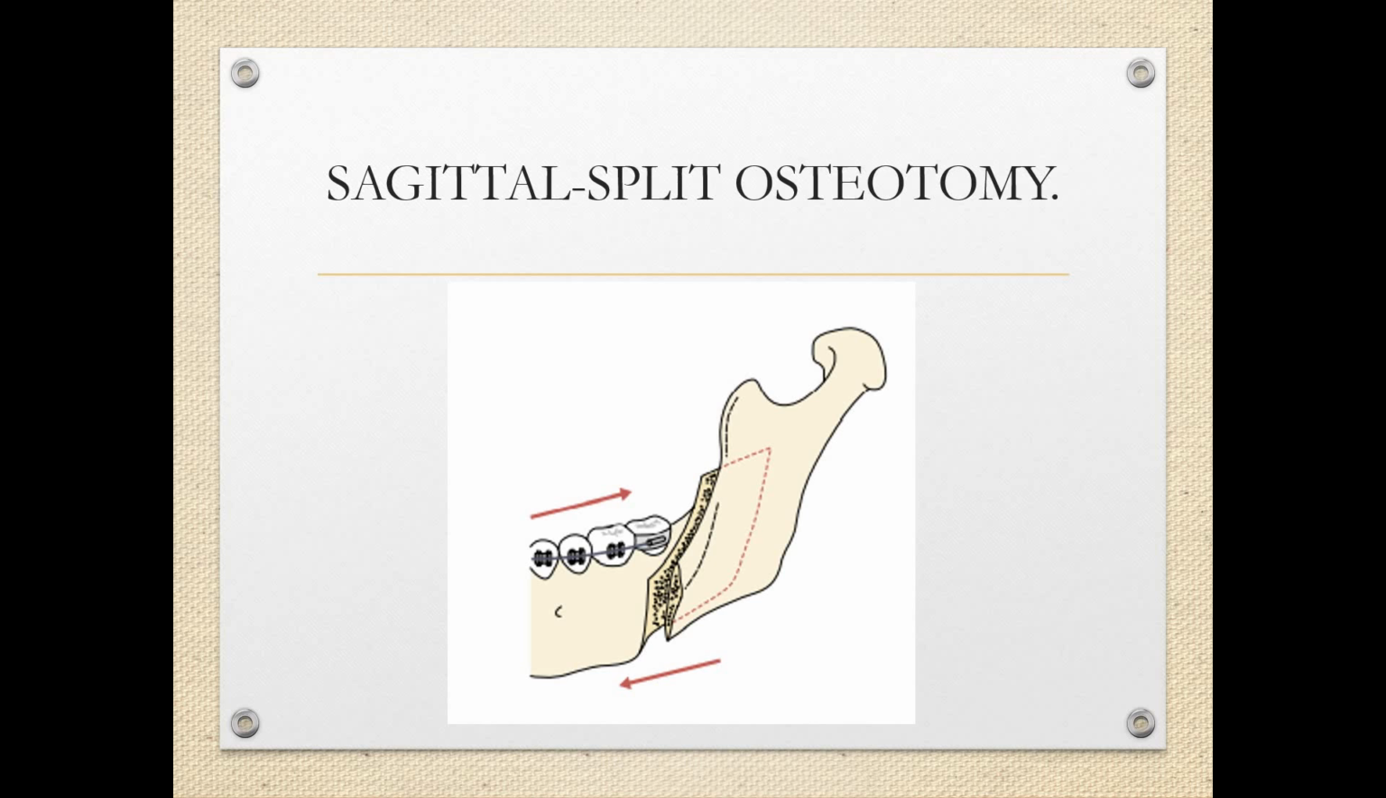The mandible can be moved in either a forward or backward direction using bilateral sagittal split osteotomy, or BSSO. Both these movements demonstrate good stability, particularly mandibular advancement. Also, the upper limit is around 10 millimeters.